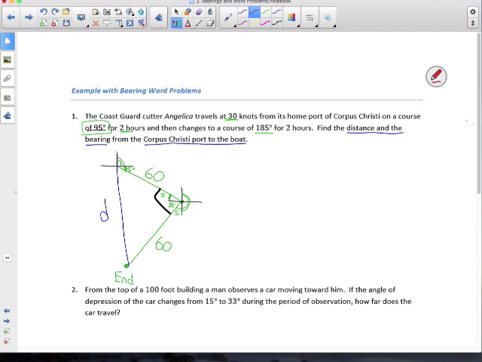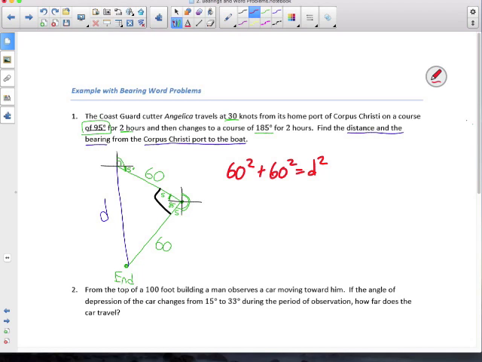Alright, so since this is a right angle, this means it's a right triangle. And if it's a right triangle and I'm trying to find side length D, which is opposite that right angle, I can just use the Pythagorean Theorem. So I have 60 squared plus 60 squared has to equal D squared.